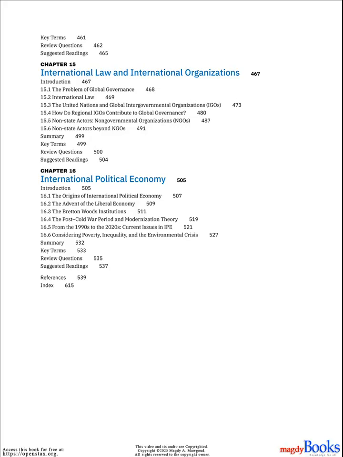Suggested readings. Chapter 16, International Political Economy. Introduction. 16.1, The Origins of International Political Economy. 16.2, The Advent of the Liberal Economy. 16.3, The Bretton Woods Institutions. 16.4, The Post-Cold War Period in Modernization Theory. 16.5, From the 1990s to the 2020s: Current Issues in IPE. 16.6, Considering Poverty, Inequality, and the Environmental Crisis. Summary. Key terms. Review questions. Suggested readings. References. Index.